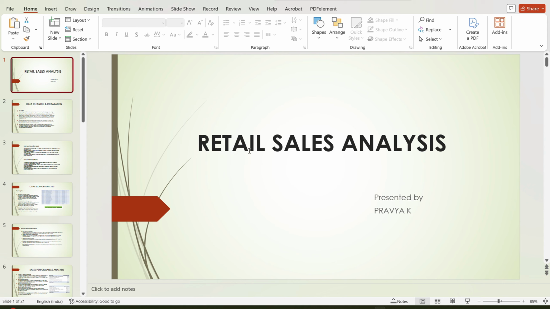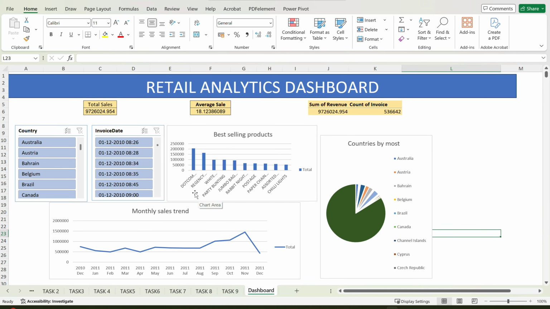Today I will walk you through a comprehensive retail data analysis using Excel, covering everything from data cleaning to creating an interactive dashboard. This project analyzed over 5 lakh transactions with 9.7 million euro across 38 countries. So this is what we built, an interactive retail analytic dashboard. Let me show you how I did it step by step.